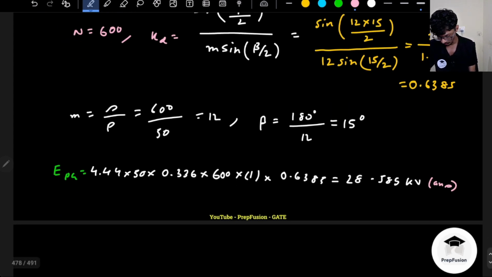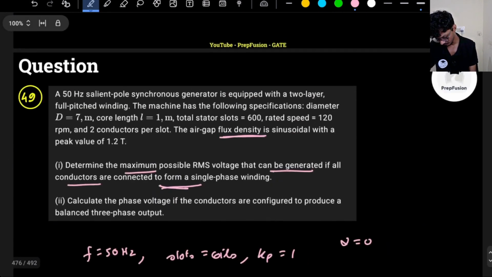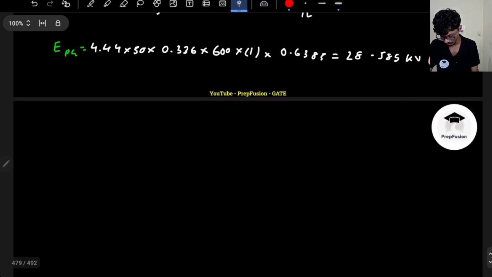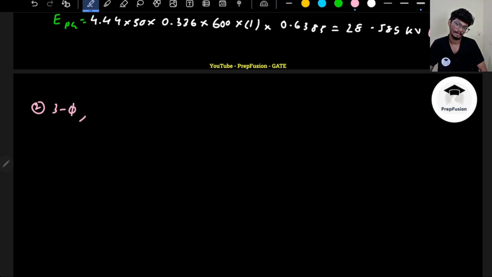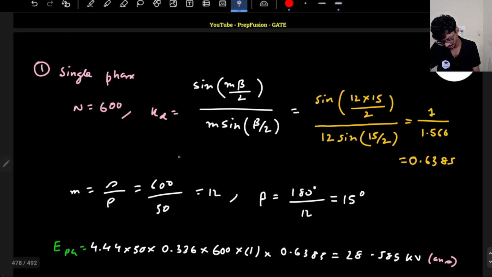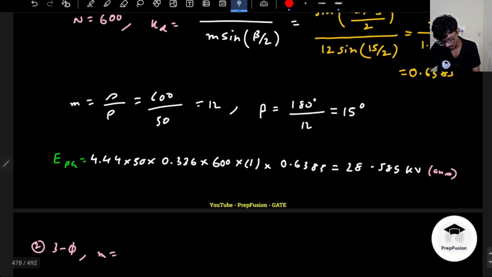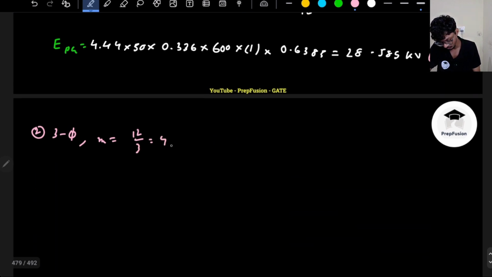Okay. Let's now solve it for the second one. Second one, they are telling me to find what will be the E phase when it is configured as a balanced three phase output. So balanced three phase, basically your M will change, right? When it is three phase winding, your M will change. What will be M? M will be slots per pole per phase. So here M was slots per pole divided by 1, which is 12, but per phase it will be 12 divided by 3, so it will be 4. Here M will be 4.